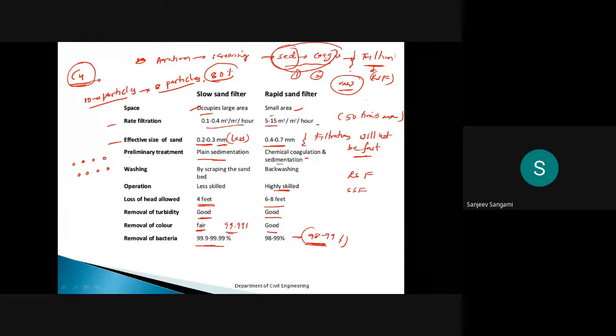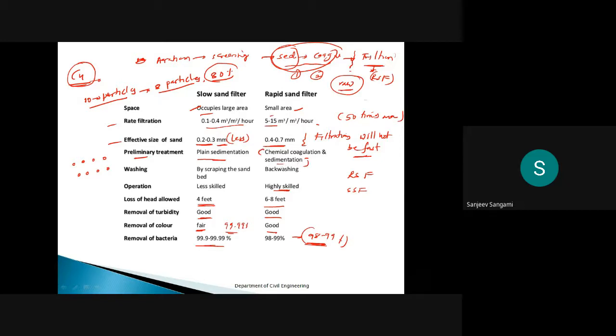Then whether preliminary treatment is required before the slow sand filtration has to be decided here. In the slow sand filtration process, normally plain sedimentation is required. Only plain sedimentation is required before the water enters a slow sand filter. But in the rapid sand filtration process, it requires chemical coagulation and sedimentation. Both are required. Why?